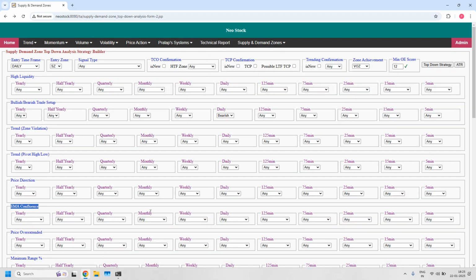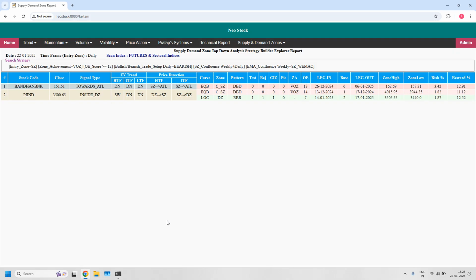So in the EMA confluence, at a weekly time frame, I am setting the weekly supply zone having weekly EMA confluence filter, and 2 stocks are filtered. And these 2 weekly supply zones are even more high probability trade setup supported zones. This is based on LTF and ITF confluence and EMA confluence.